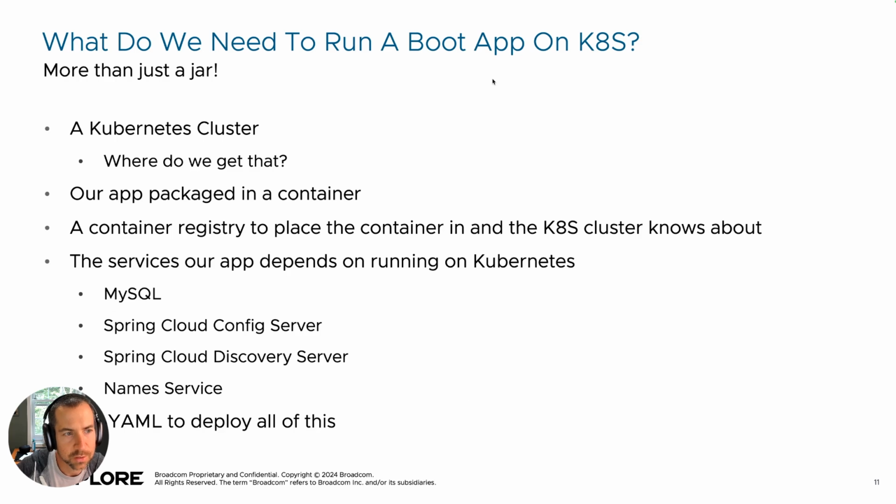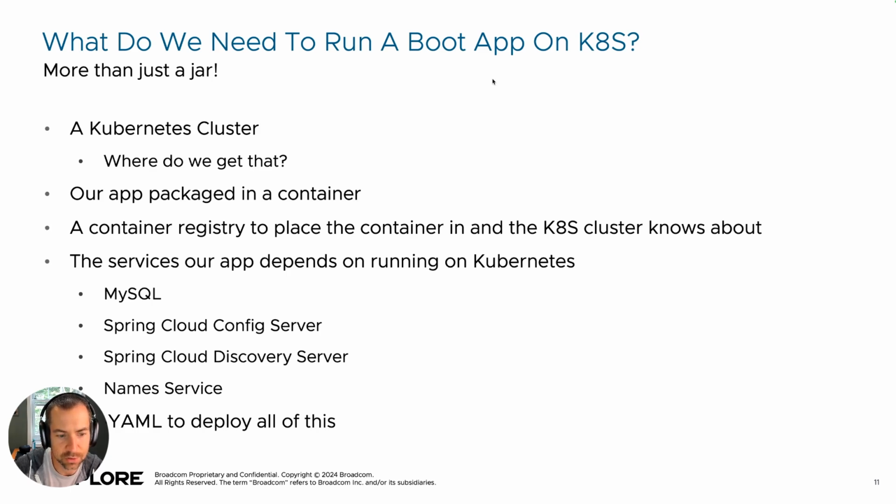What about Kubernetes? It's more than just getting a jar running, right? So the first thing we need is a cluster, right? We need a Kubernetes cluster to deploy this thing to. So we need some place to get that. We need to package our app in a container of some kind. So we need to figure out how that gets done. Then we need to place the container and all the containers for all our dependent services in a registry. And that registry needs to be able to be found by the Kubernetes cluster. And so we need to figure out how to make all that work.